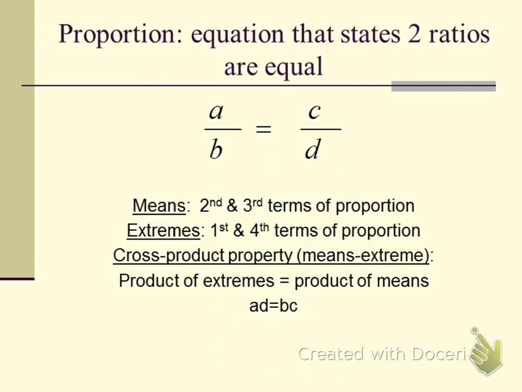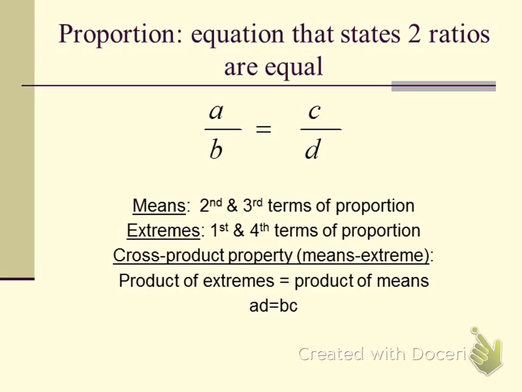All right, here's some additional information for you. I told you we were learning 2 things today, ratios and proportions. Here's where the proportions start. A proportion is just an equation that has 2 ratios that are equal. So you have a ratio on one side of the equal sign, a ratio on the other.